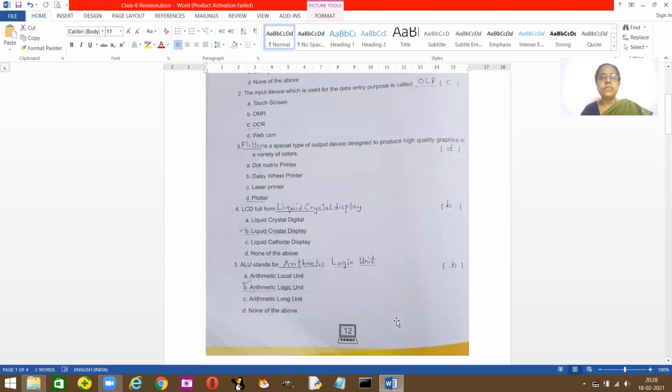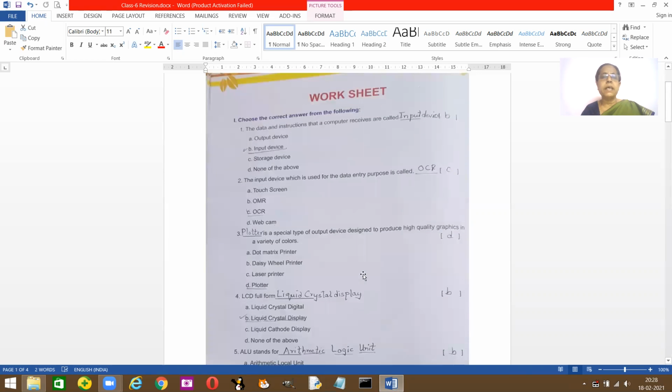Then LCD stands for liquid crystal display. ALU stands for arithmetic logic unit. Please revise the questions again.